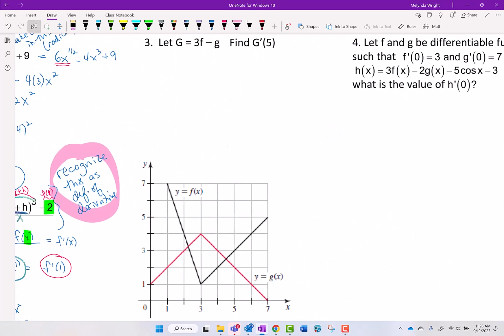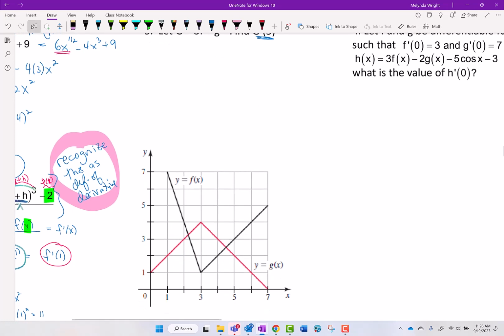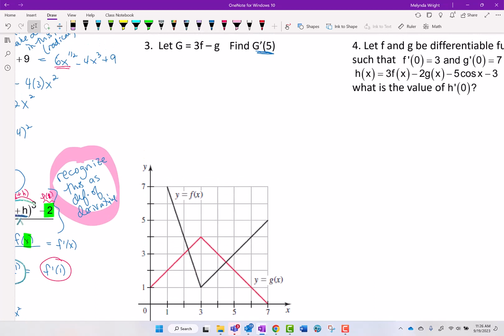Number 3. So here they're asking us to find g prime of 5. And we're going to do that in just a moment, but this problem is referring to this graph. We're going to have to pull values off of this graph. So before I get into the values, I want to just do the abstract. Let's just find g prime of x.